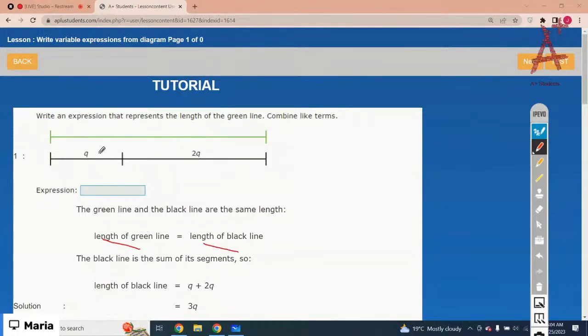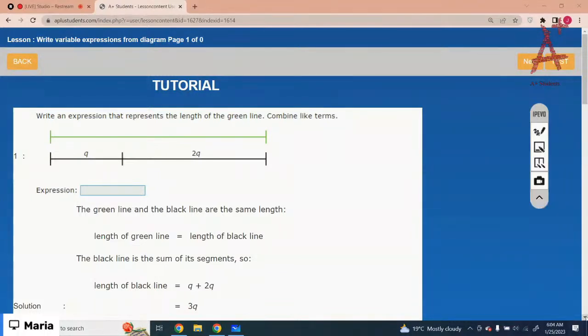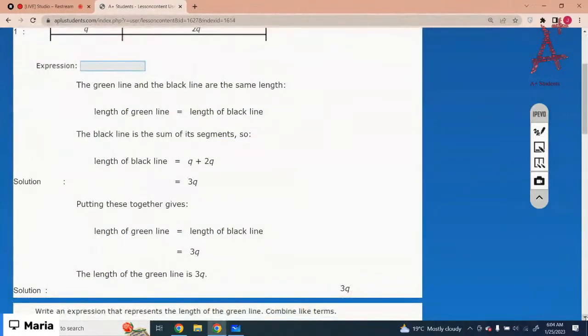Got it? So the black line has two segments and the sum of the segments are q plus, one of them is q and one of them is 2q. So it would be q plus 2q. Got it? When you add them, it makes 3q. That means the length of the black line equals 3q. Got it? So the length of the black line and the length of the green line are equal and they both equal 3q. Got it?